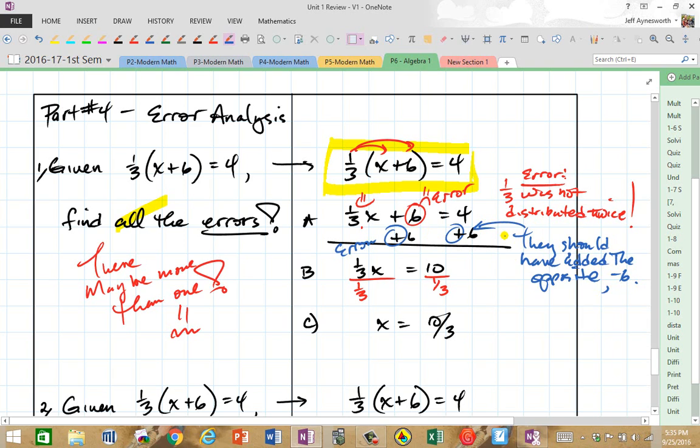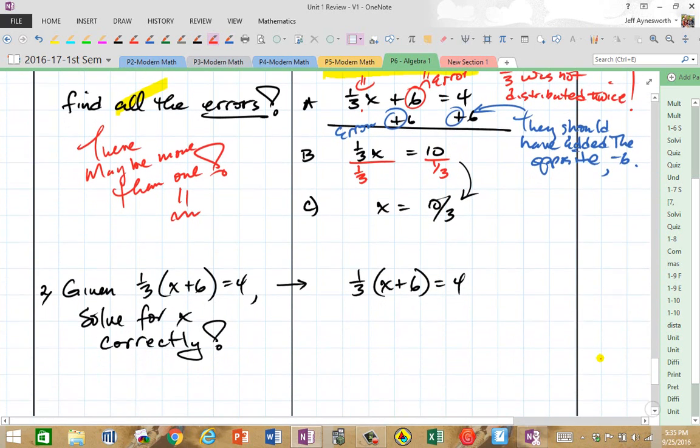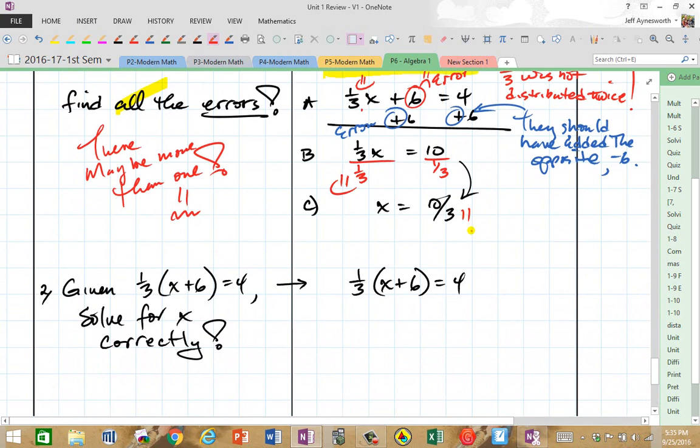Let me see. There's also an error here. Dividing by 1/3 is correct, given the incorrect equation here. However, from here to here, this is incorrect. So dividing by 1/3 is correct. This is good. But this is not good. 10 divided by 1/3 is 10 times 3, which is 30. So you don't divide by 3, you divide by 1/3, or, multiply by the reciprocal, which is 3. So there are a couple of different errors involved here.